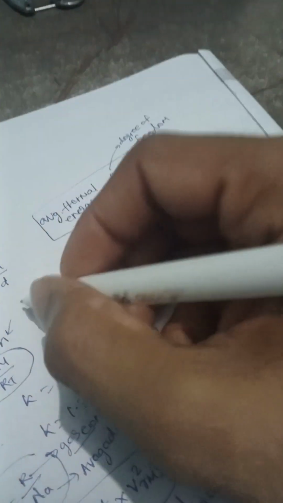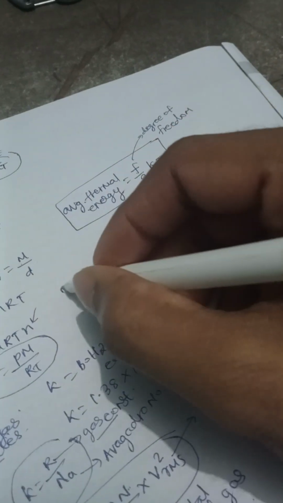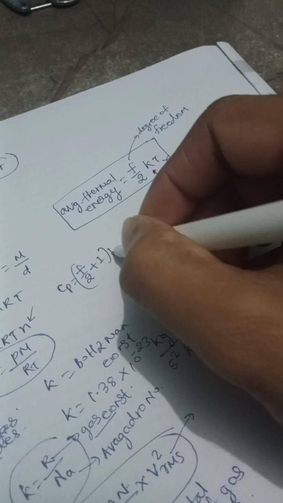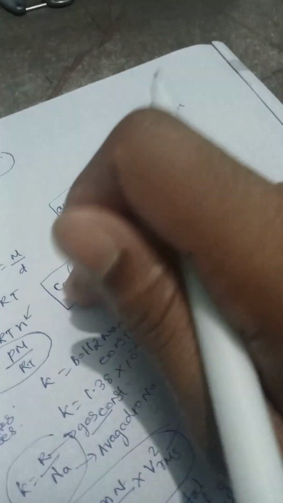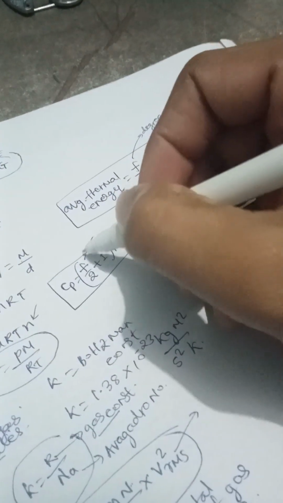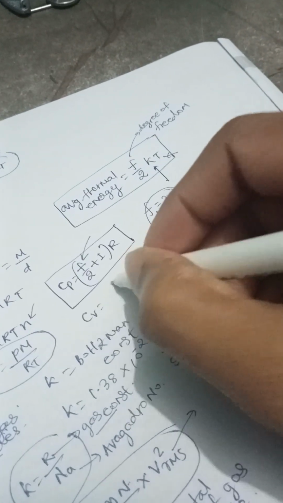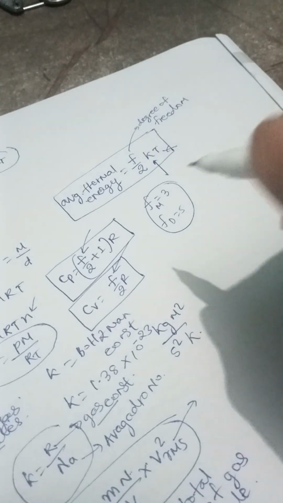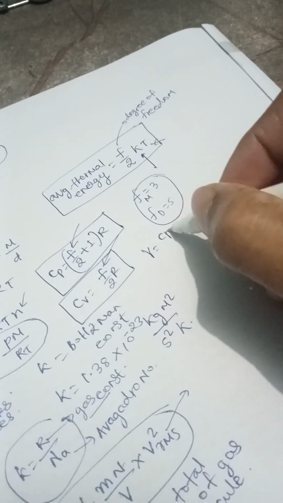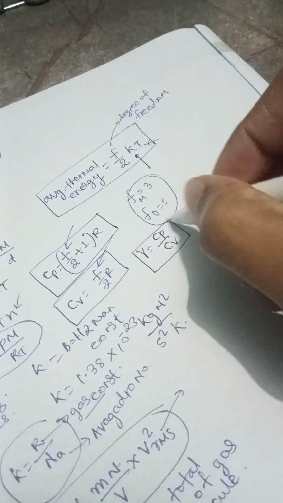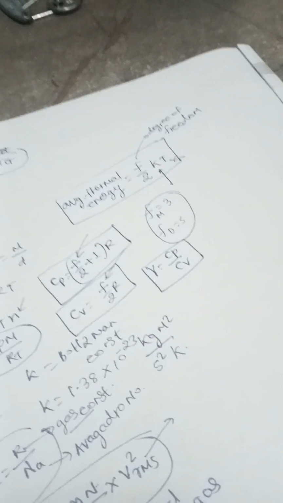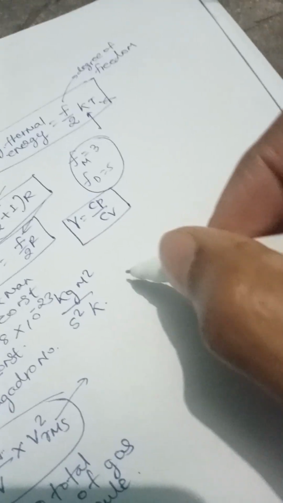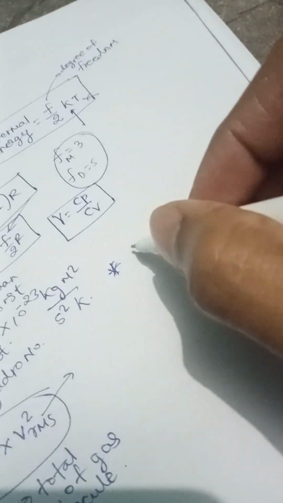Now the value of Cp will be f by 2 plus 1 into R. Formula for Cp is f by 2 plus 1 into R. Again f is the degree of freedom. Formula for Cv will be f by 2 into R. Again f is the degree of freedom, and gamma is equal to Cp upon Cv. These three formulas are also very important. Now another important formula is internal energy of a gas.